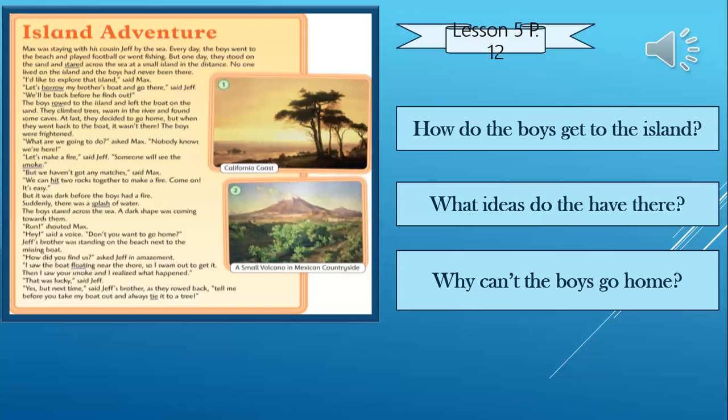"That was lucky," said Jeff. "Yes, but next time," said Jeff's brother as they rowed back, "tell me before you take my boat out, and always tie it to a tree."